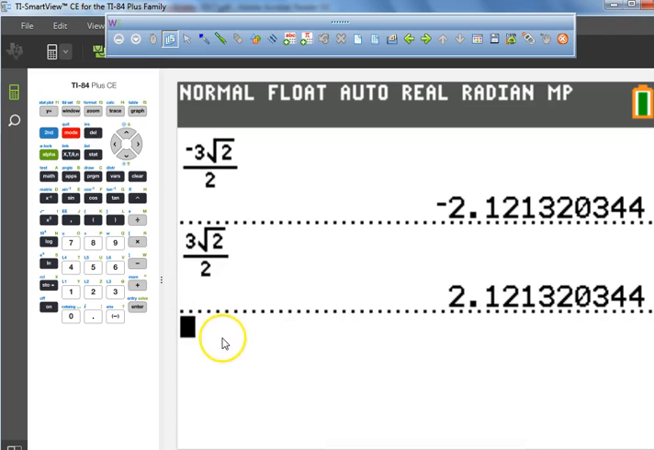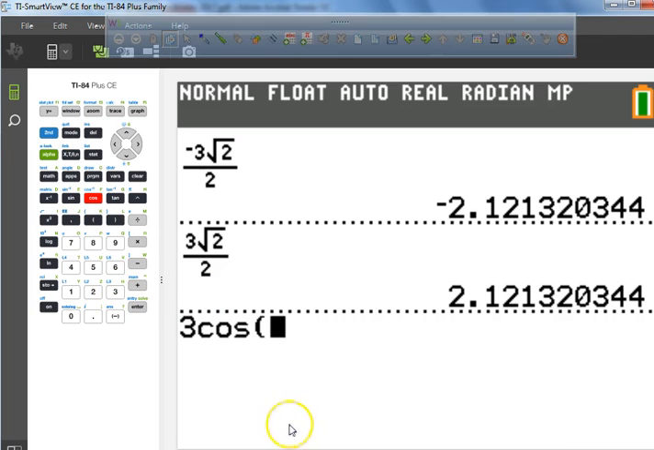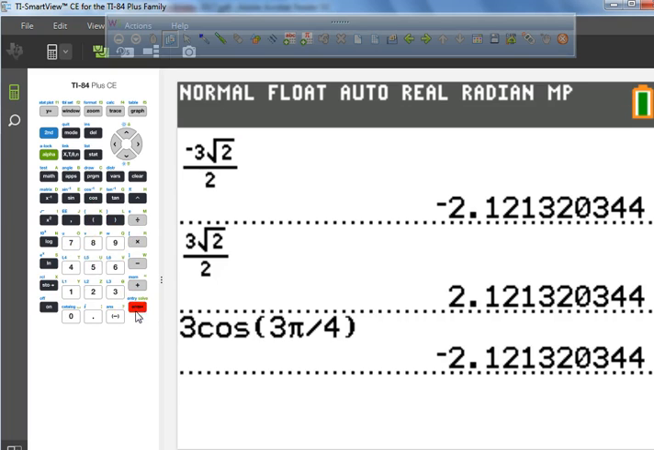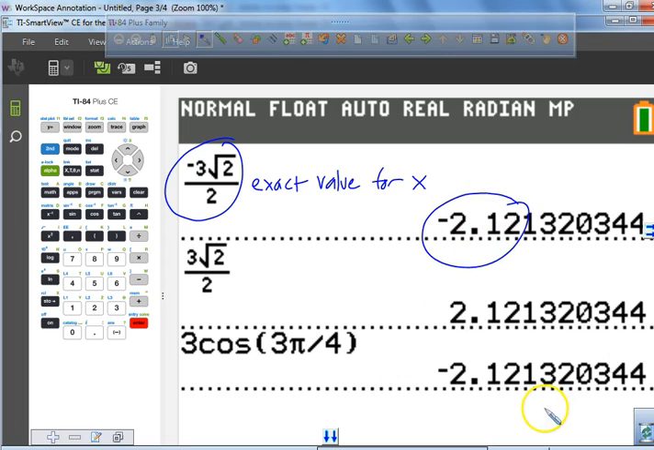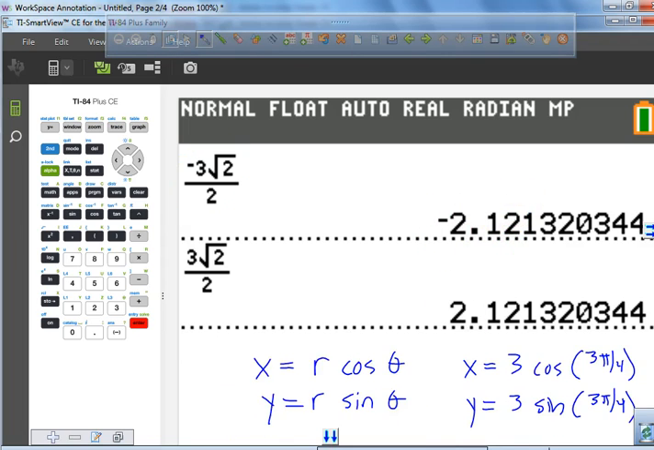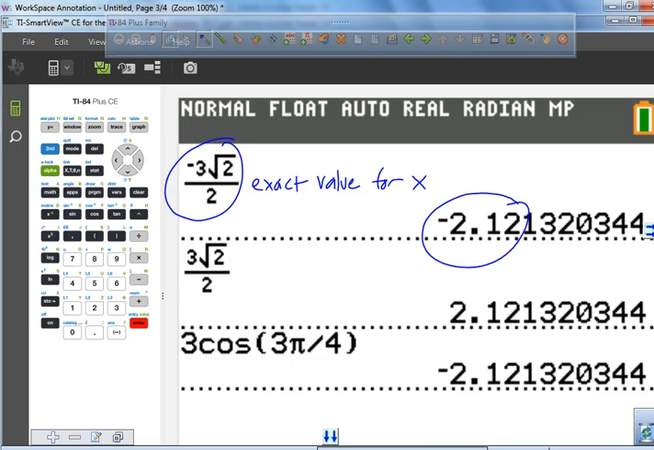So watch this. Here we go. 3 cosine 3 pi divided by 4, close parentheses, press enter. What did you get? 2.12. You guys see right now, this was our exact value for x. This is the approximate value for x. So if I go back, what does x equals r cosine theta give you all the time? It gives you not the exact value, it gives you your approximate value.